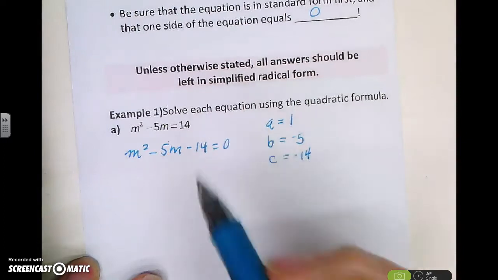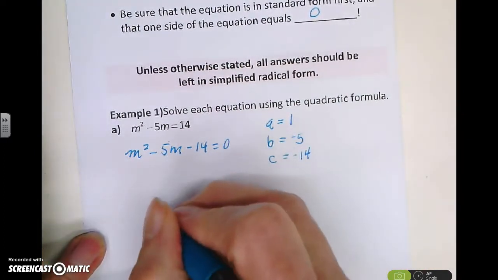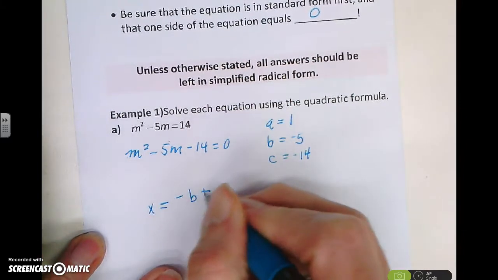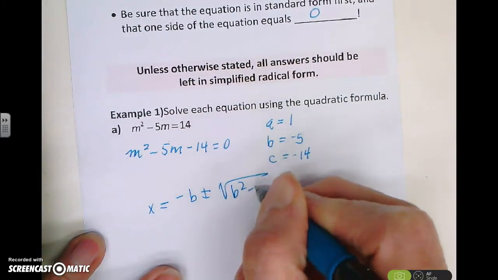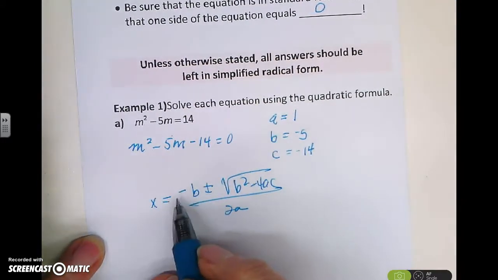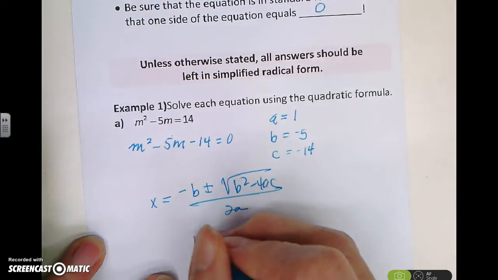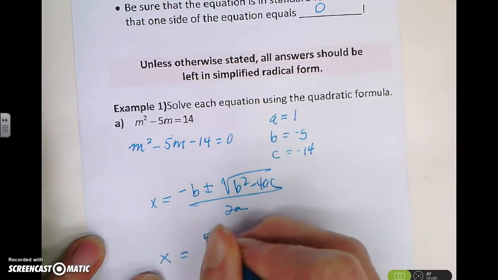Now we're going to use the formula. It probably helps if you would rewrite it every time until you have it memorized. So x is equal to negative b plus or minus square root b squared minus 4ac all over 2a. So I want the opposite of b. Well, b is a negative 5, so the opposite of negative 5 is going to be positive 5.